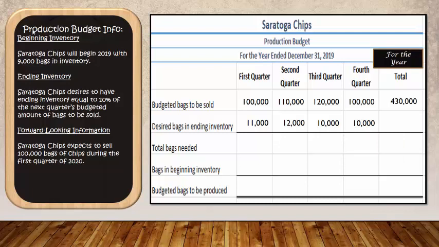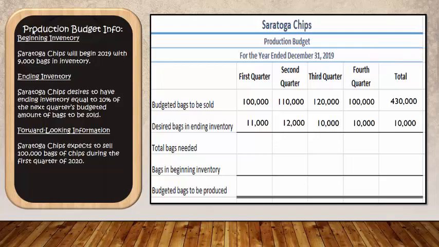The column that says total, the best way to think about it is for the year. What is our desired ending inventory at the end of the year? And our desired ending inventory at the end of the year will be the same as our desired ending inventory at the end of the fourth quarter, which was 10,000. So we just move the 10,000 over.